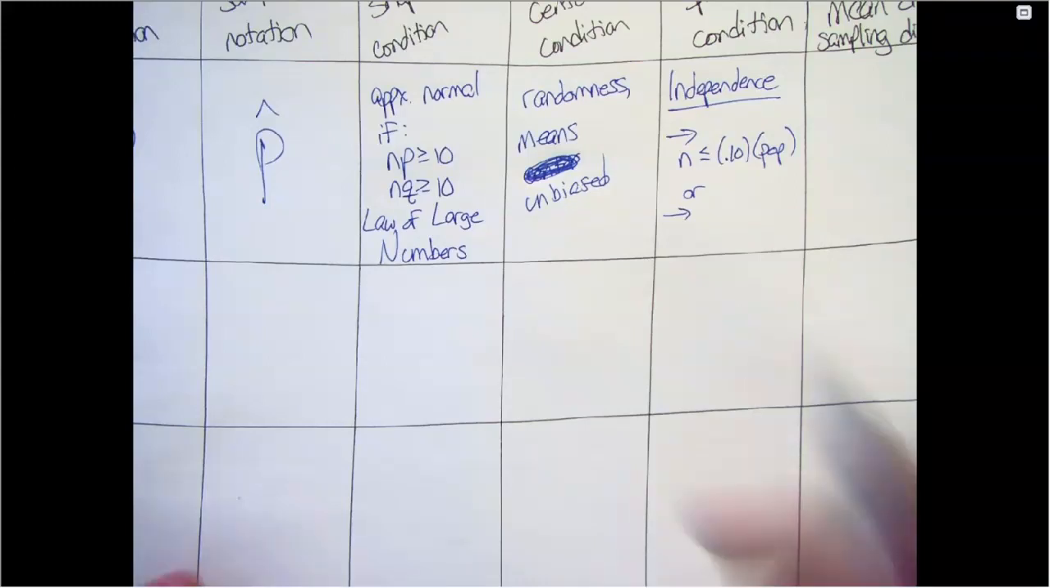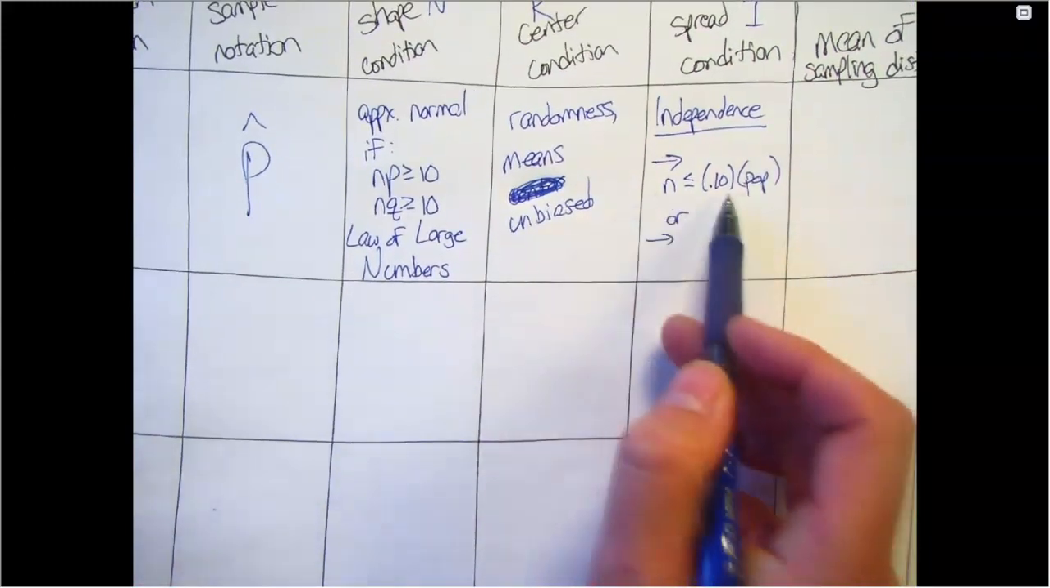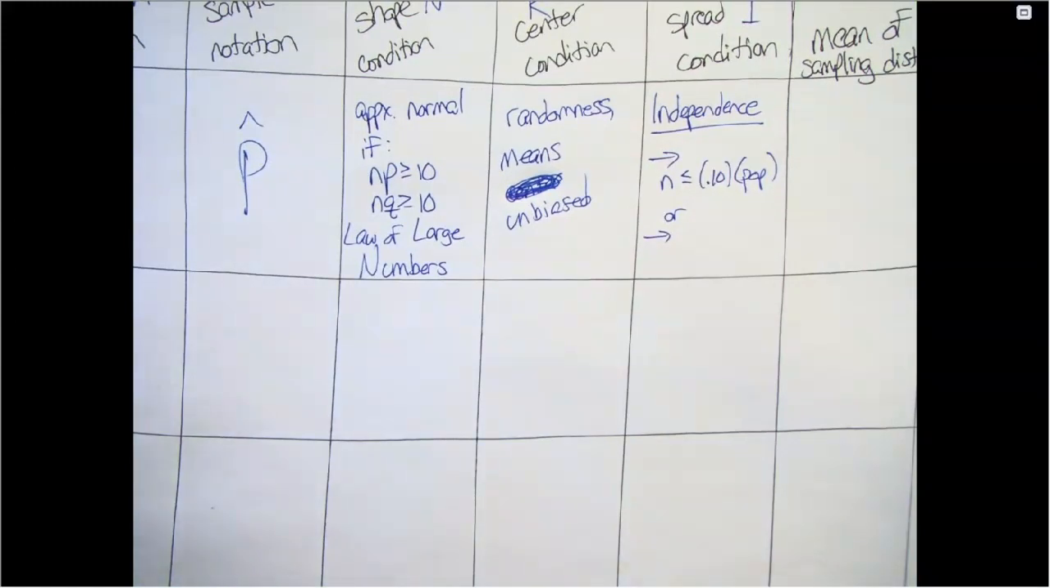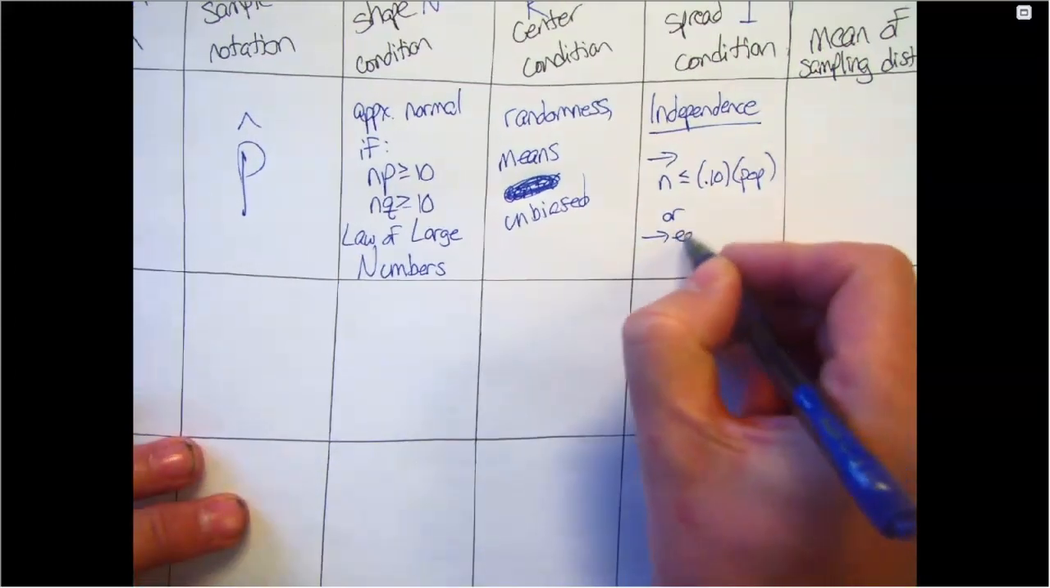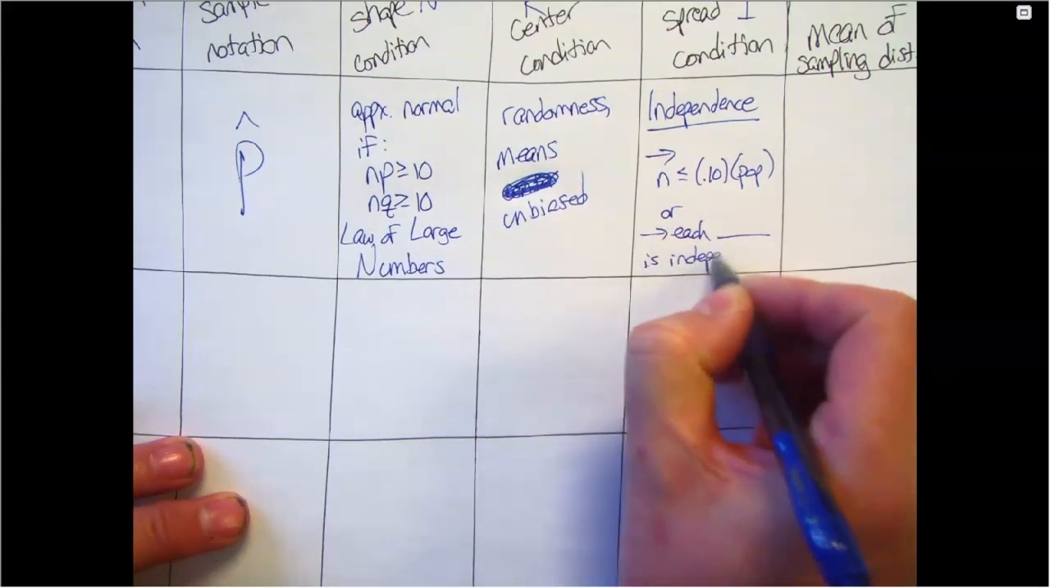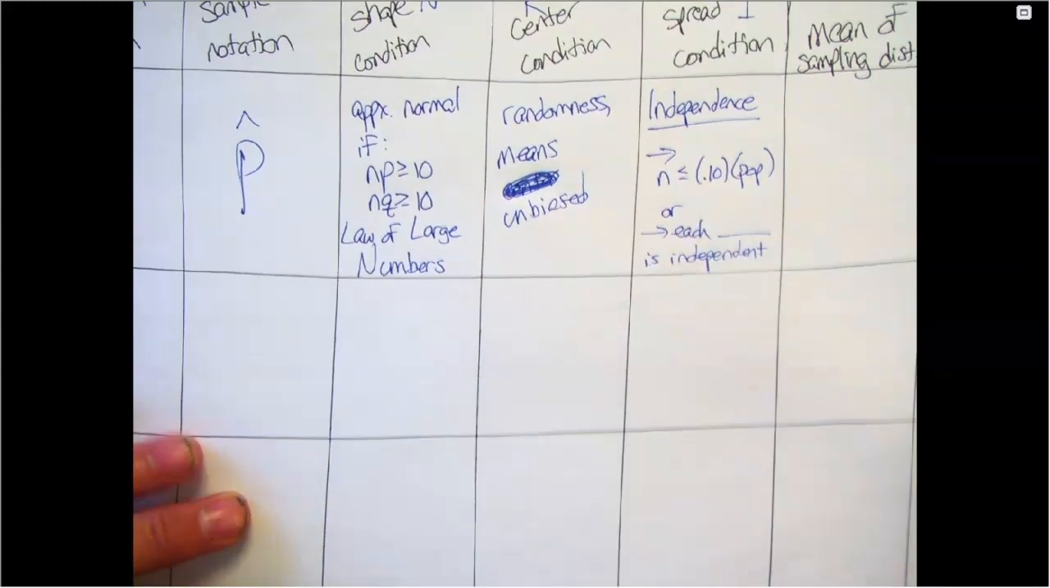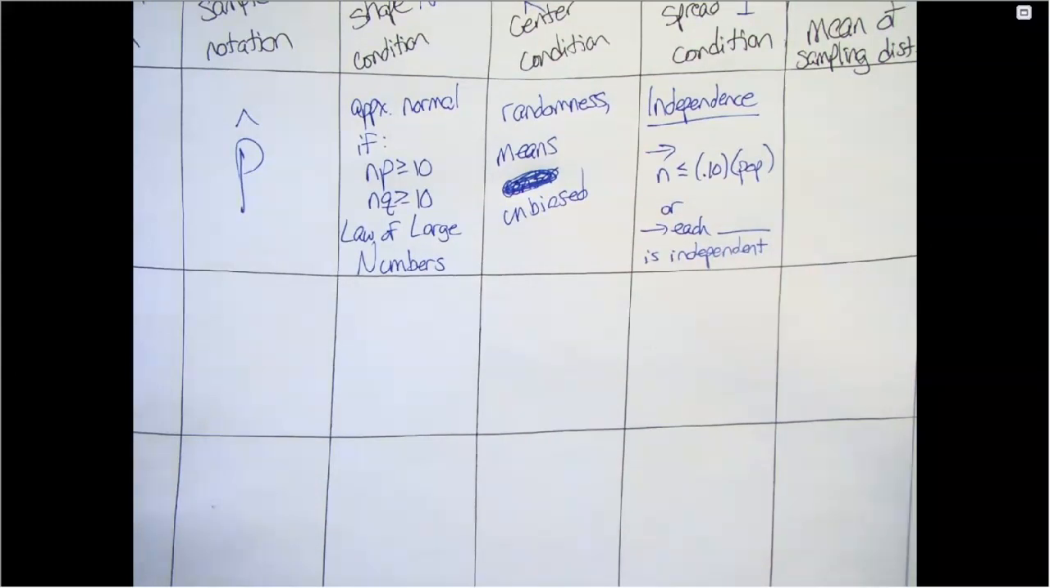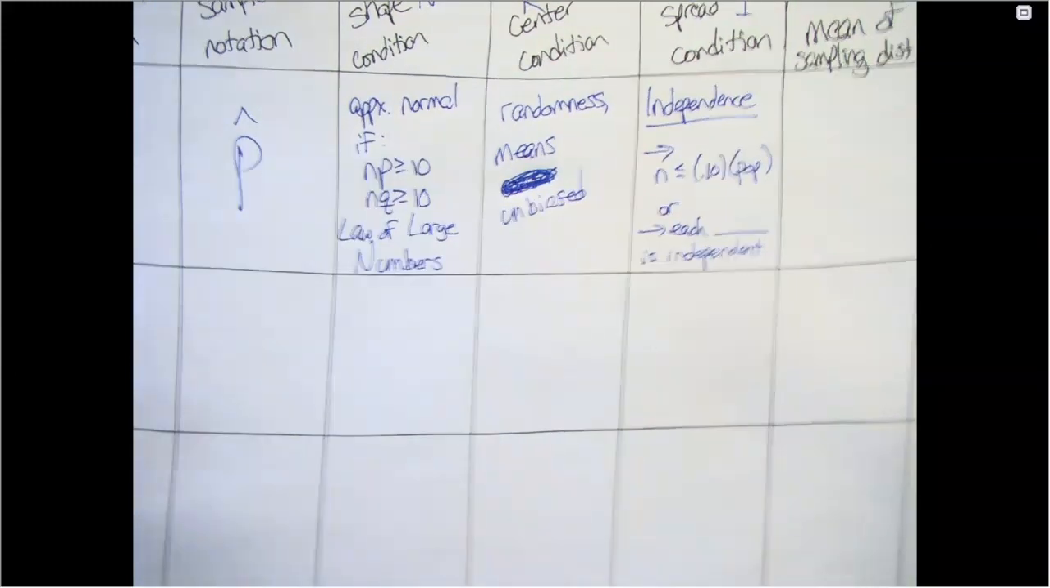And then the second part would be, sometimes you can't show that. It'll be like, you're taking a multiple choice question with 50 questions. You're not sampling, but it still produces sample data. So the other way you would just say each blank is independent. So like each question is independent, or each spin of the wheel is independent or something like that.